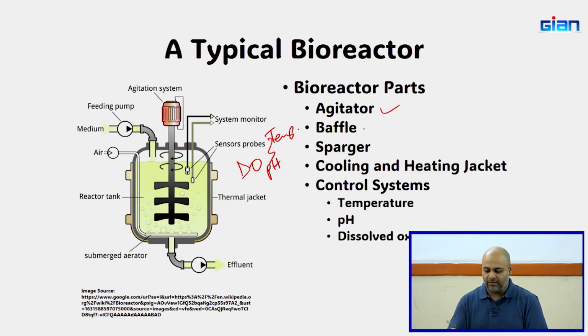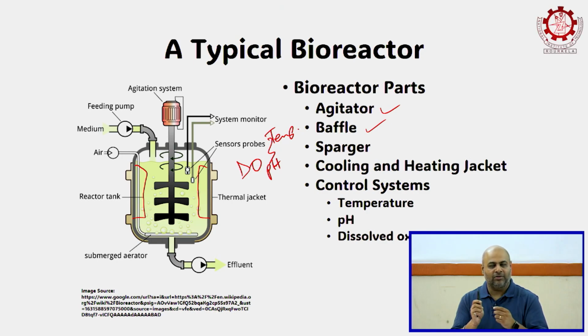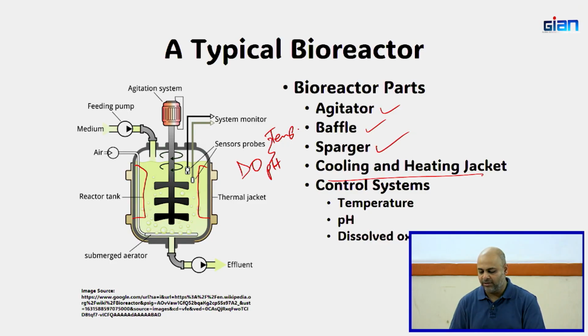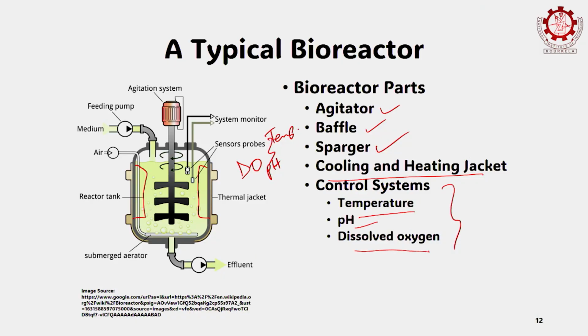So, parts would be agitator, baffle. Now, baffles are sometimes in the corners of the bioreactors. In this particular diagram, it was not there. Now, why do we add those baffles? To remove the vortex, right? Because when you're running your stirrer or your impeller, you generate the vortex. To break that vortex, you're going to use the baffles. So, you have your sparger, the cooling and heating jacket to control the temperature. You have your control systems. Typical ones would be temperature, pH, and dissolved oxygen. And thank you for the cell count part. I will add it.